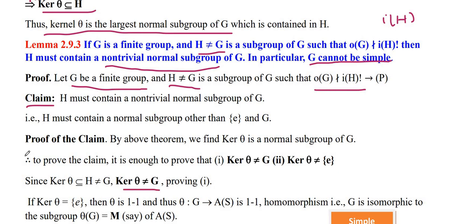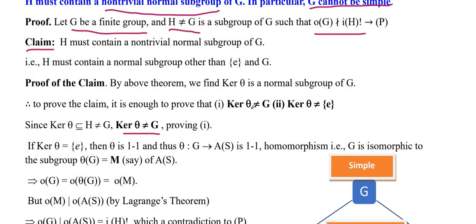Okay, so the proof of the claim is: by the above theorem we find that kernel theta is a normal subgroup, in fact the largest normal subgroup of G. So to prove the claim, it is enough to prove that kernel theta is different from G and different from singleton E. It is different from G because kernel theta is contained in H and H is not equal to G, as given. So that proves the first one.